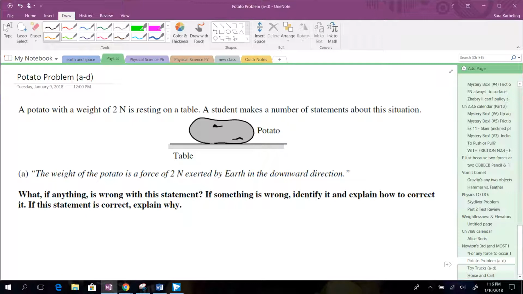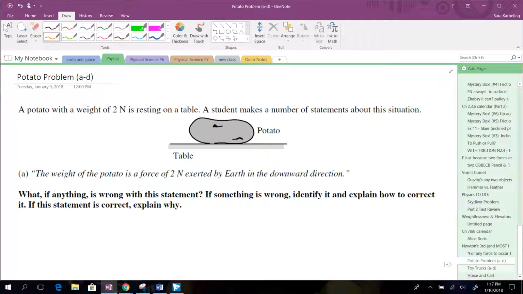A potato with a weight of 2 newtons is resting on a table. A student makes a number of statements about the situation. There are 4 of them. So what I want you to do on your notes, because we're gonna take a few notes here, is write potato problem A, B, C, D. And for each of them, we're gonna do this individually first, and then we'll discuss it. Is that okay? So here's the first example.